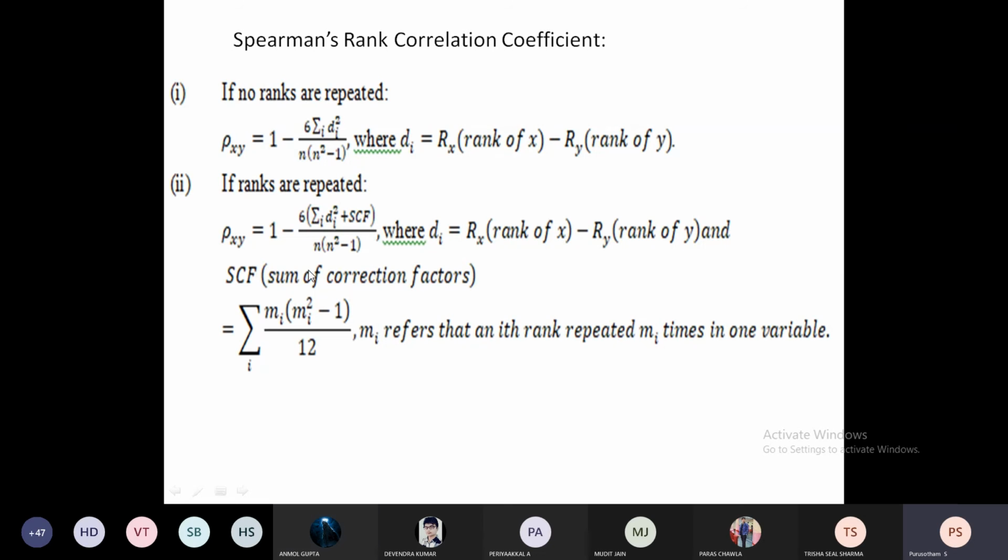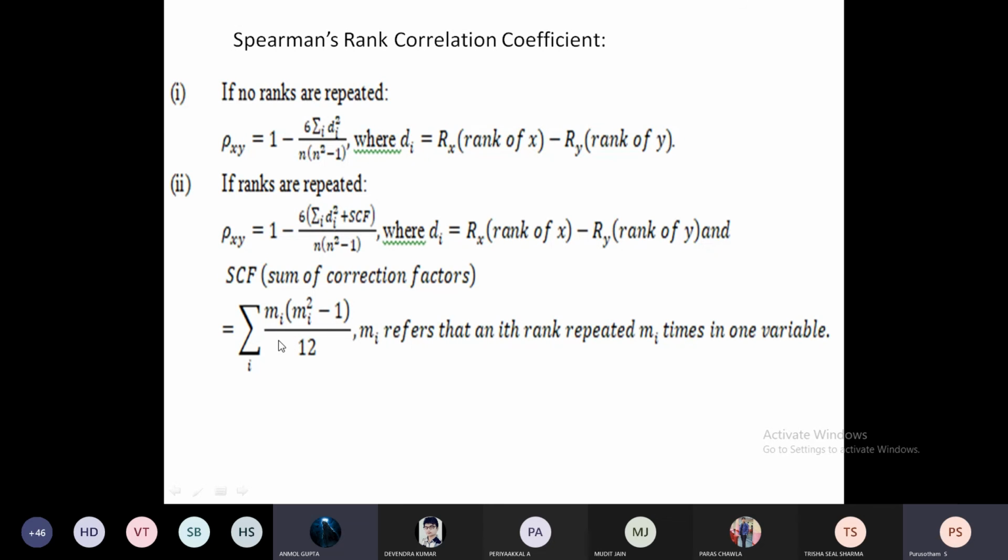How do we get the sum of the correction factor? Some rank, say Ri, is repeated mi times. So SCF is computed as sigma over i of mi into mi square minus 1, whole divided by 12. mi refers to the ith rank repeated mi times in one variable. You should not take the repetition of both the variables together.